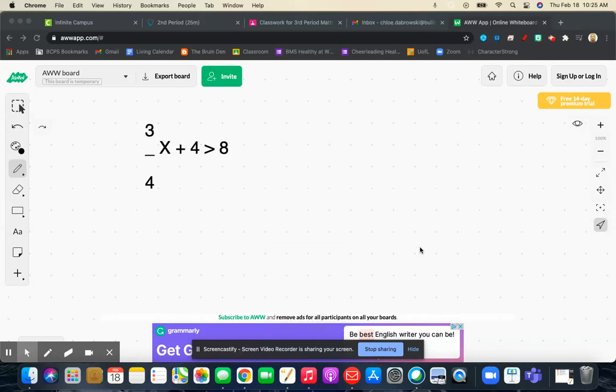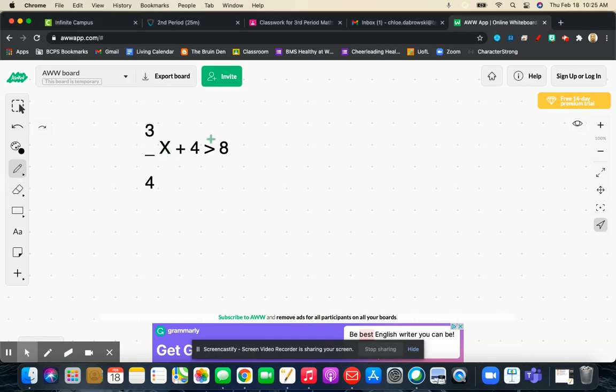Bears, so we are going to talk about the last part of solving inequalities, and that has to do with when a fraction is your coefficient. Like in this case, we have 3/4 x plus 4 is greater than 8, and we want to solve for our x value. So the first thing that we will do is draw our line straight down the middle.